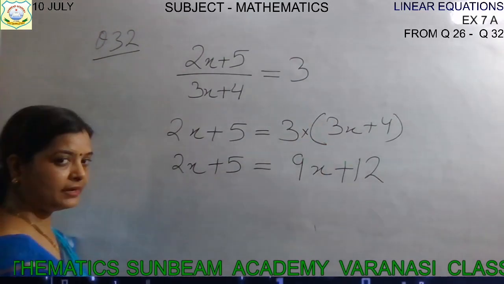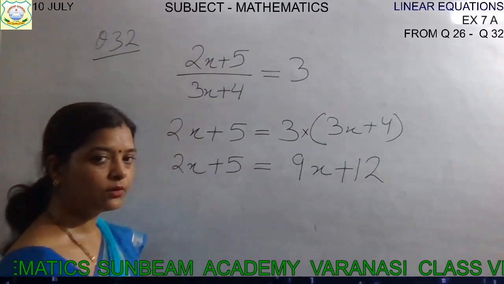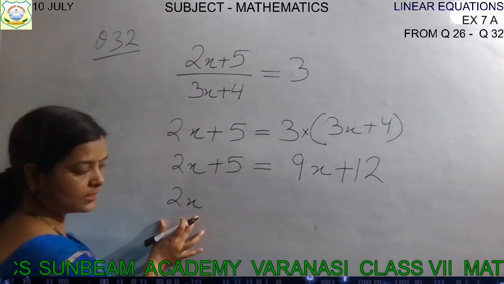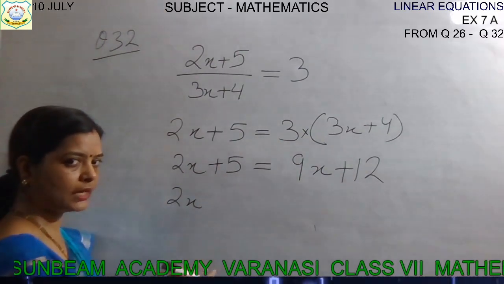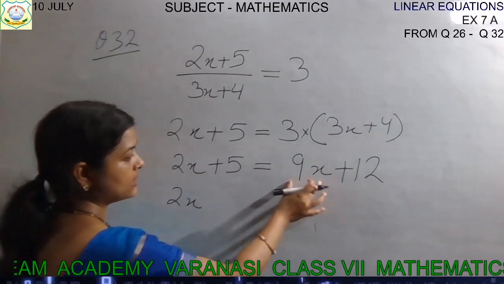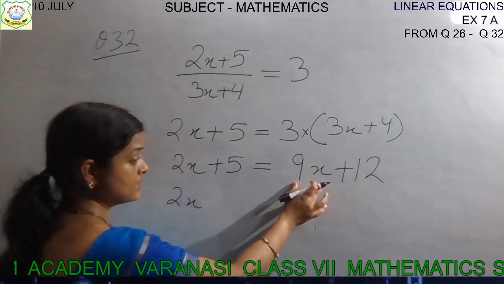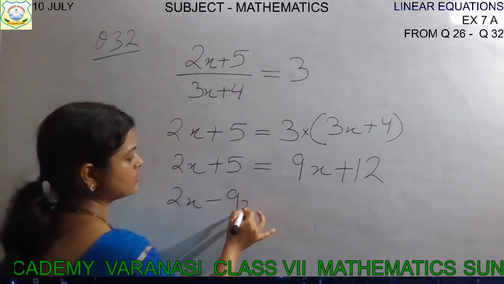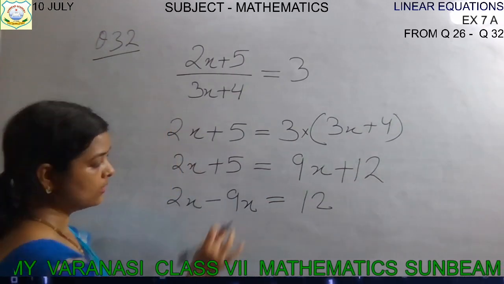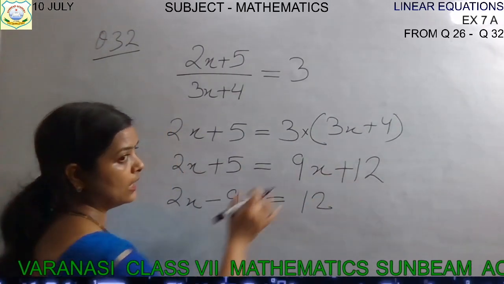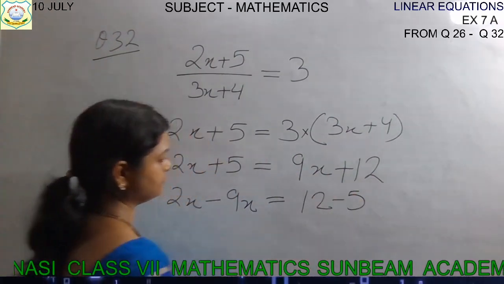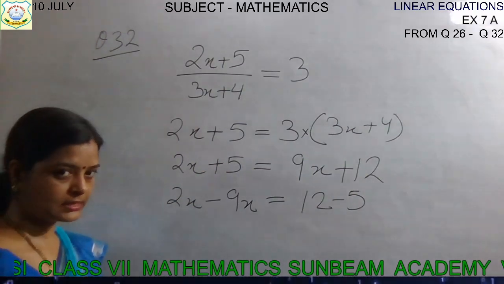Now next step, separating the variable term on one side and the constant term on the other side. So keep the variable term here, 2x. You can transpose to that side also, but I always keep the x variable term on LHS. Plus 9x will become minus 9x. That is equal to 12, which is already there. Now 5, when it is transposed to RHS, this is positive 5, this will become negative 5. I think these steps are clear.